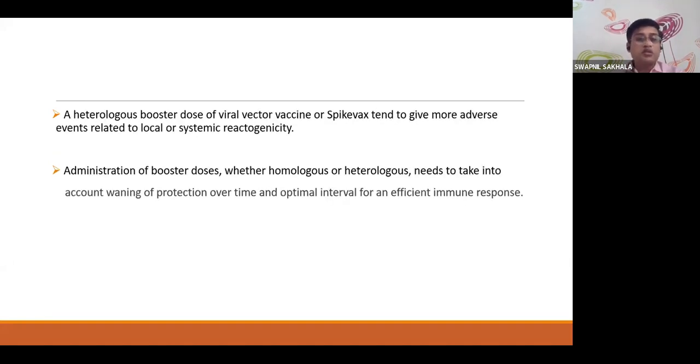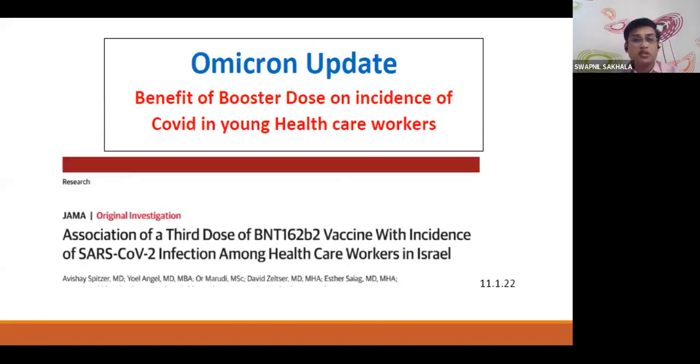But heterologous booster of viral vector vaccine can give rise to more adverse effects. It depends upon local or systemic reactogenicity to that vaccine. So administration of the booster doses, whether homologous or heterologous, needs to be taken into account. As you know, there is a waning response after a certain period of time after doses.